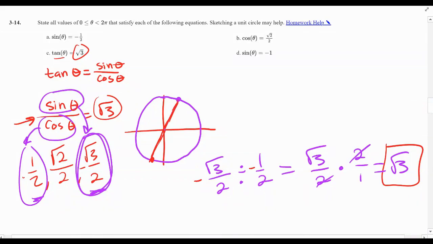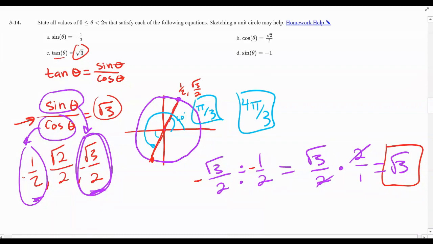So now to find the actual angle. If I know that this is 1/2, root 3 over 2, then I know that this is going to be 60 degrees, or pi over 3. So that's my first angle. I also know that this here is 60 degrees, or pi over 3, meaning I go a whole pi, then I add another pi over 3, which gives me my second angle of 4 pi over 3. So my two solutions are pi over 3 and 4 pi over 3 for C.